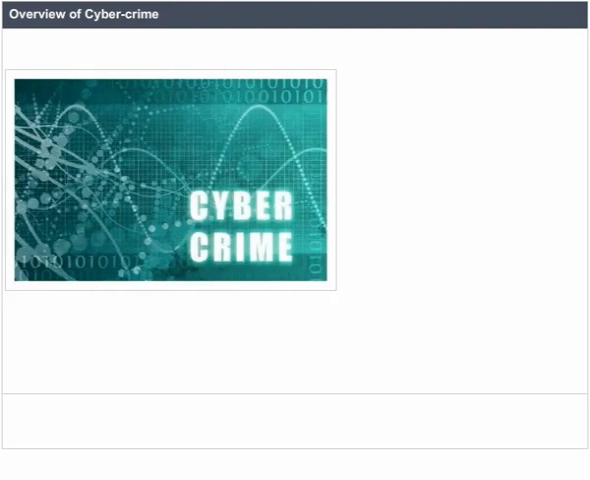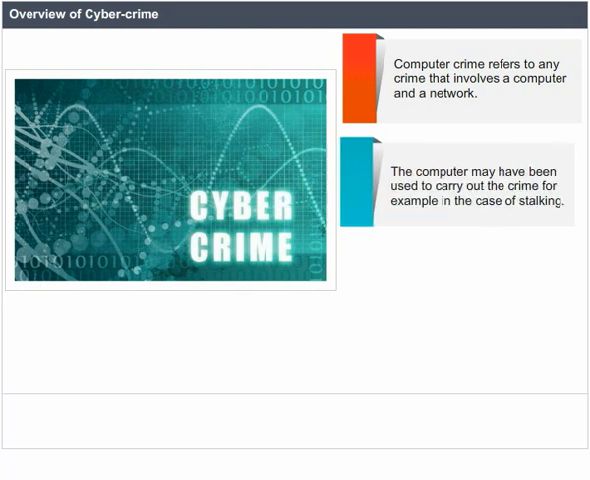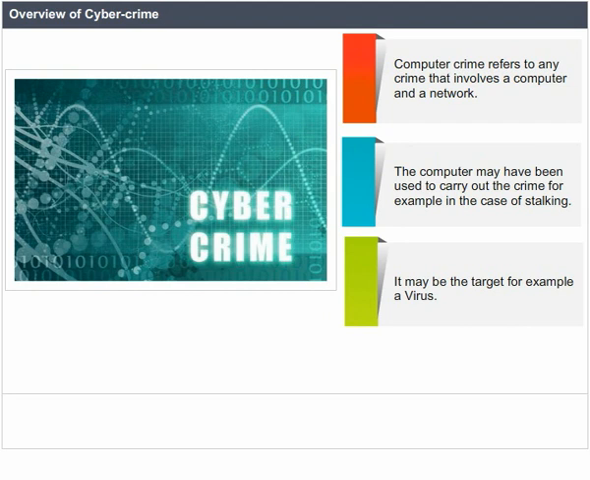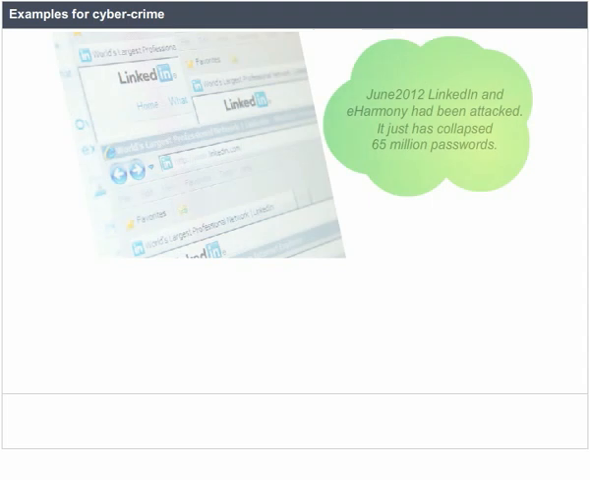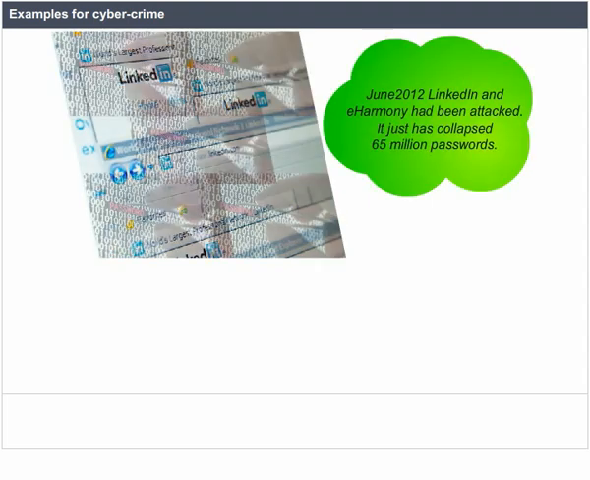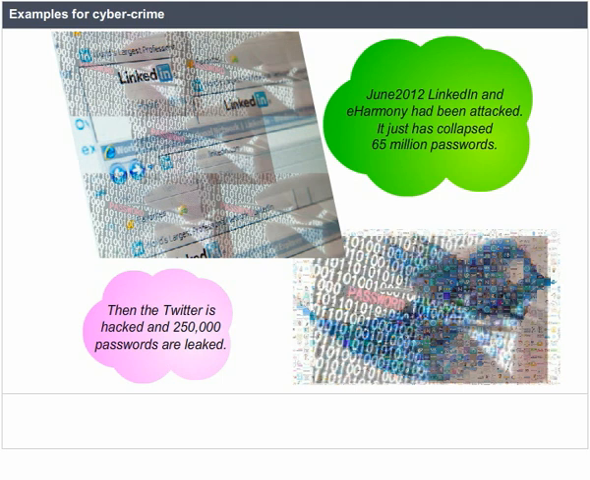Overview of cybercrime. Computer crime refers to any crime that involves a computer and a network. The computer may have been used to carry out the crime, for example, in the case of stalking. It may be the target, for example, a virus. Examples of cybercrime: in June 2012, LinkedIn and eHarmony were attacked. It exposed 65 million passwords. Then Twitter was hacked and 250,000 passwords were leaked.